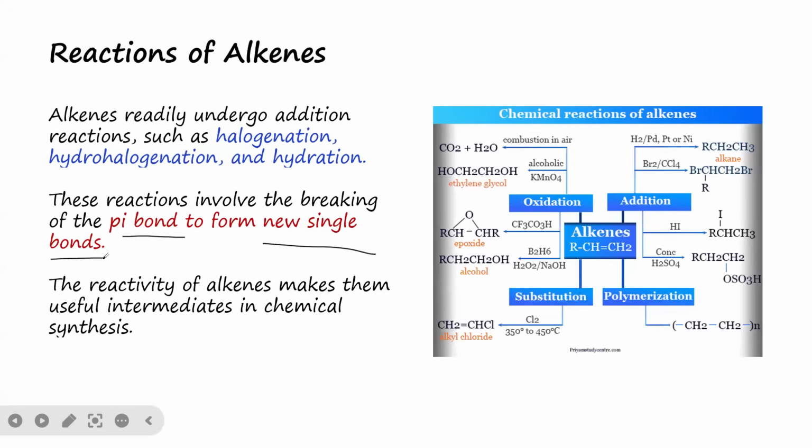So as we can see, basically these are the major types of reactions in alkenes. We have substitution reactions, polymerization reactions, addition reactions, and oxidation reactions. These are the major types of reactions of alkenes.